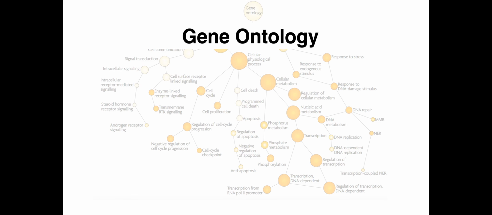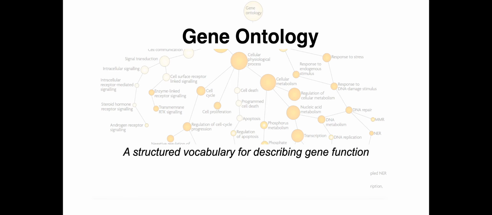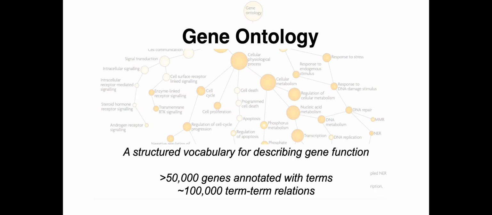All right, so two types of enrichment analyses we'll carry out today: gene ontology enrichment and gene set enrichment analysis. So what is gene ontology? Well, it's a structured vocabulary for describing gene function. It's got over 50,000 genes annotated with terms, and that's just for human, and over 100,000 term-term relationships.